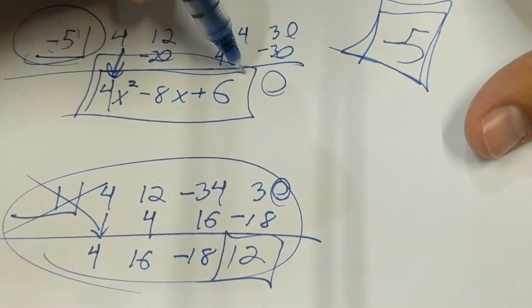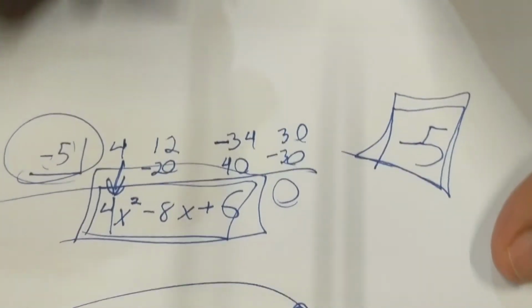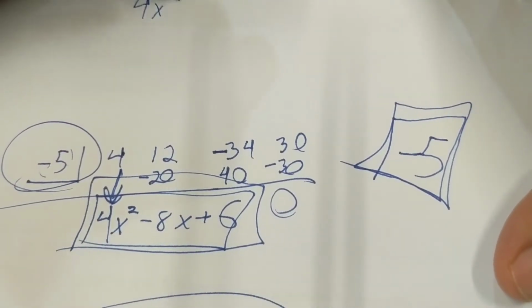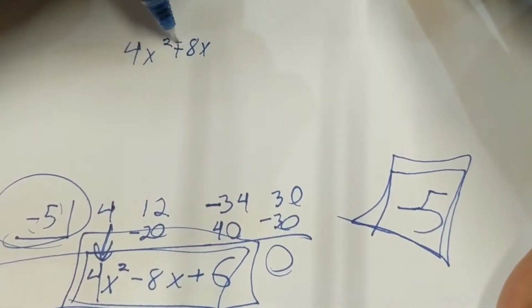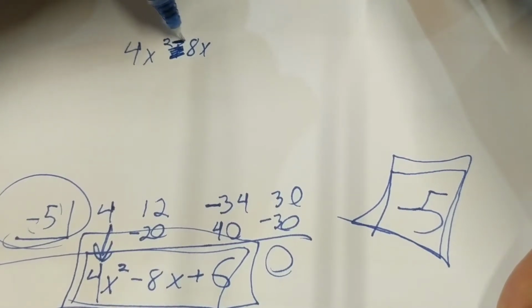Now we have a new smaller polynomial, and we just have to figure out the zeros of that. And so from there we have 4x squared minus 8x plus 6.